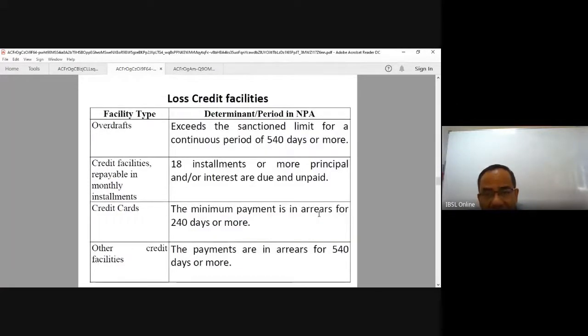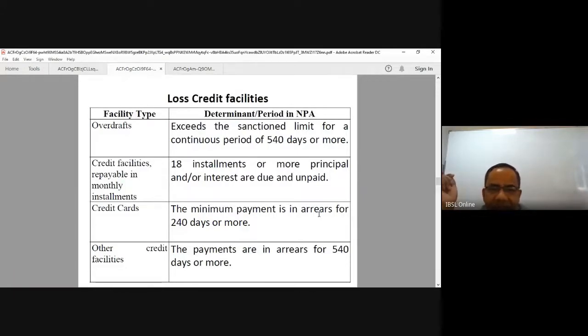Then beyond 540 days, you call it loss, right? It's a loss, so you will have to consider it as a loss. I don't say you will have to write off, you will have to fully provide in your accounts. You will continue with the recovery actions, the attempts you are making to recover the loan, but in your books, you will have to have full provision for that, right?